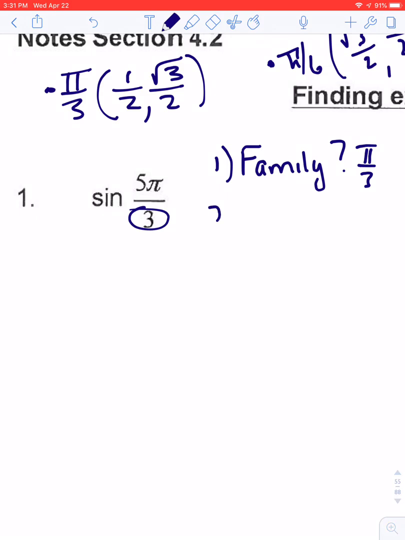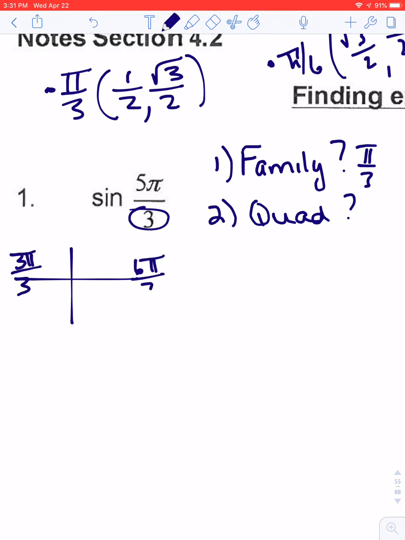The second thing I want to ask myself is, what quadrant is it in? And I might need to do a road map. Some of us are a little bit more number savvy, so you might know immediately where it's at. But if you don't, you could use a road map, and it's in quadrant 4. So now I'm going to put those two together and come up with the ordered pair, and then I'll actually answer the question.